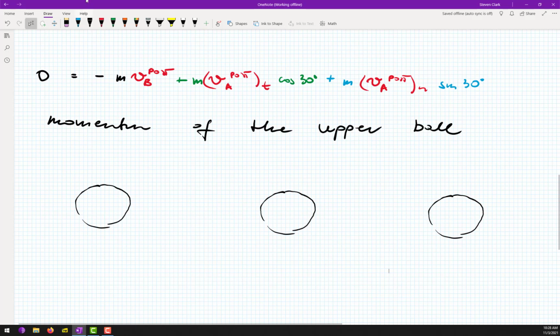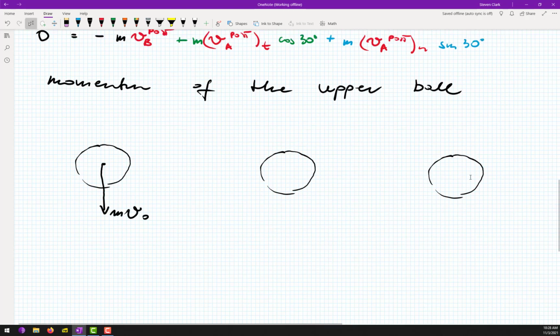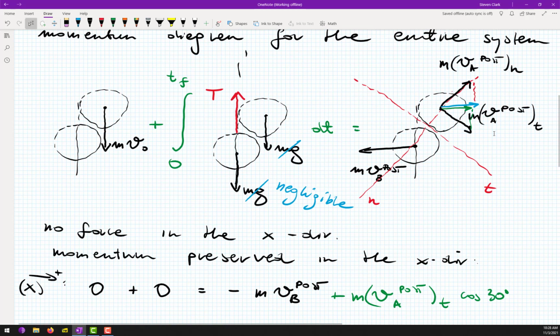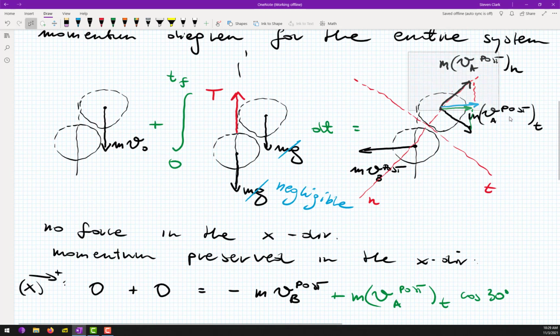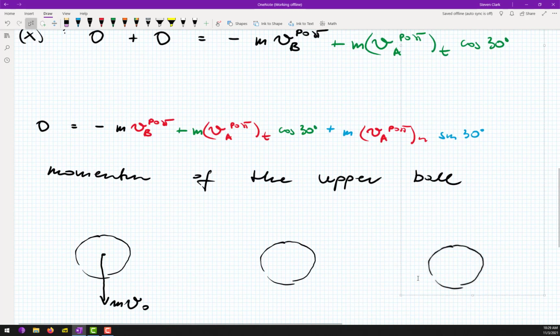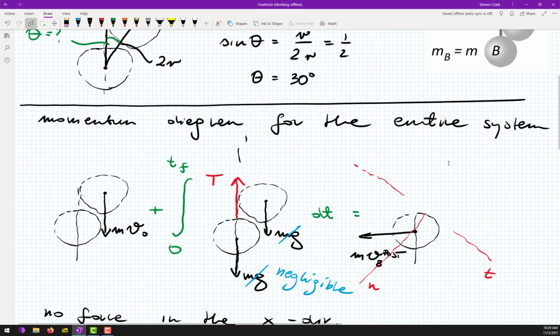Okay, so what happens before the impact? Before the impact we have this velocity only. Yes, we have mv0, and after, let's have the same situation, okay? After we will just have this situation. Copy enter.